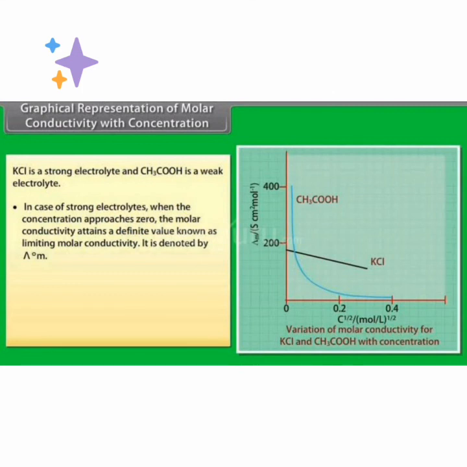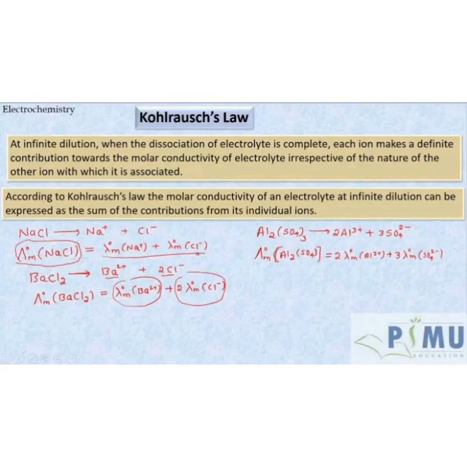And what is the limiting molar conductivity? The limiting value of the molar conductivity when the concentration approaches 0 is called the limiting molar conductivity, or the molar conductivity at infinite dilution. Next is Kohlrausch's law of independent migration of ions. This law states that the limiting molar conductivity of the electrolyte is the sum of the limiting molar ionic conductivities of the cations and the anions of the electrolyte present in the solution.